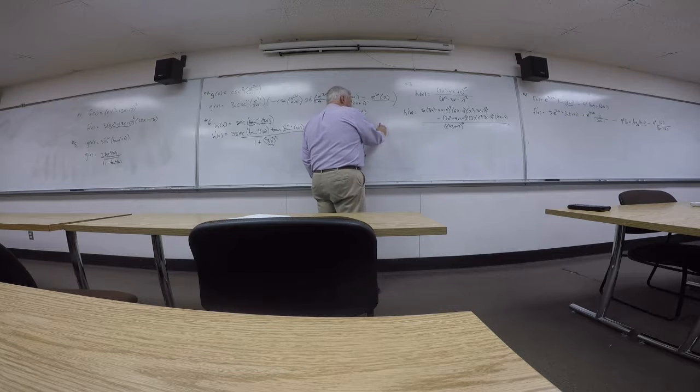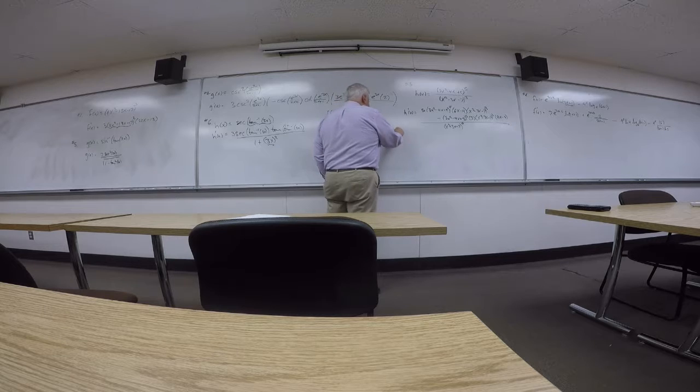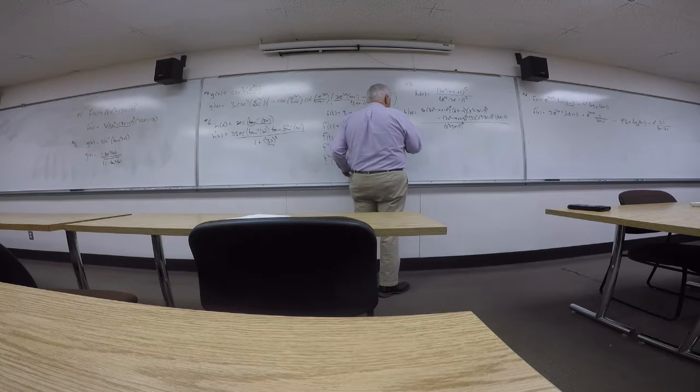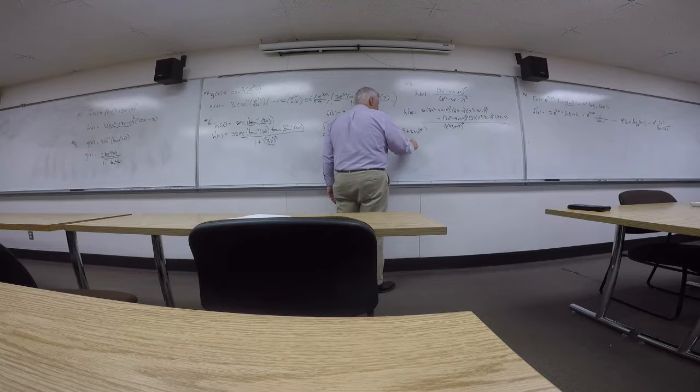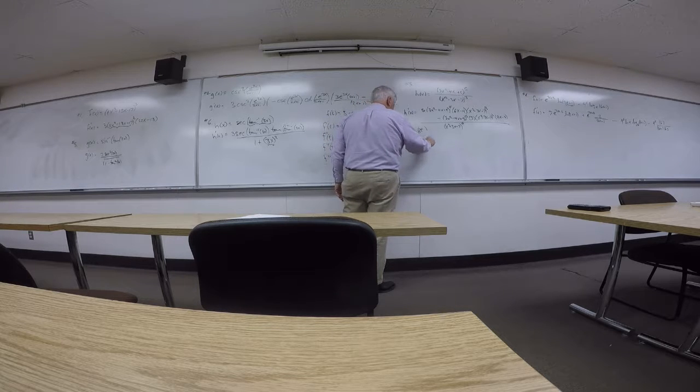The fifth derivative of t is minus 96 sine 2t. And finally, the sixth derivative of t is minus 192 cosine 2t.